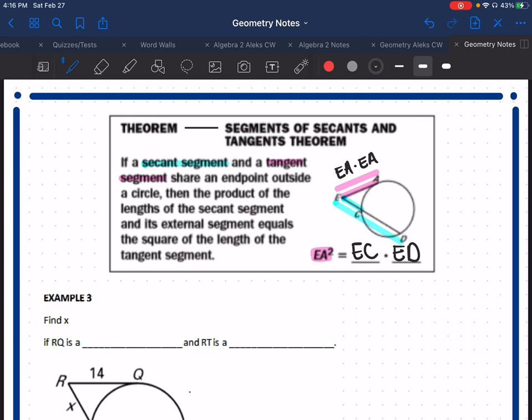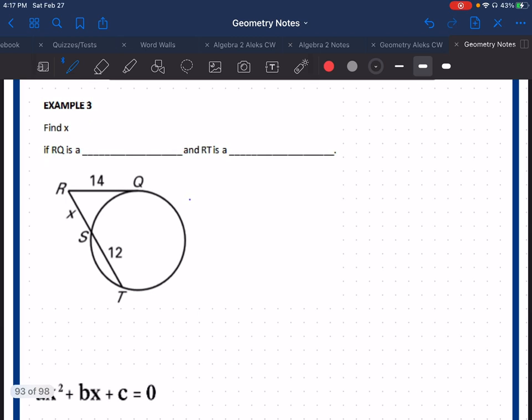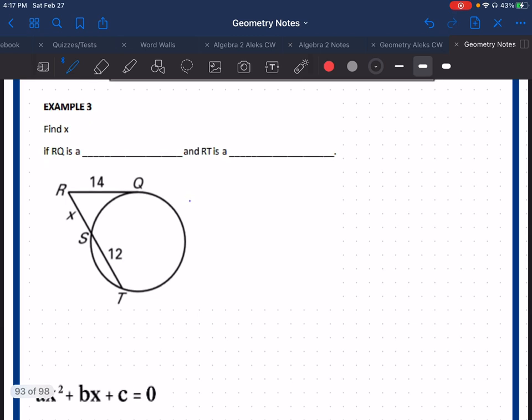Okay, let's take a look at an example. Find the value of x. If RQ is a tangent, take a look at the picture. RQ is my tangent. So I'm going to highlight it in pink. And I'm going to highlight it twice in pink with just a little bit of space in between. My theorem says I'm going to take that, and I should have made my highlighter thicker, and I'm going to square it.